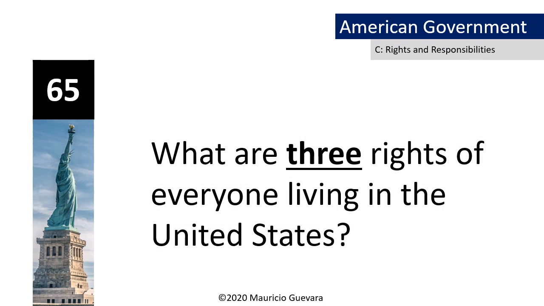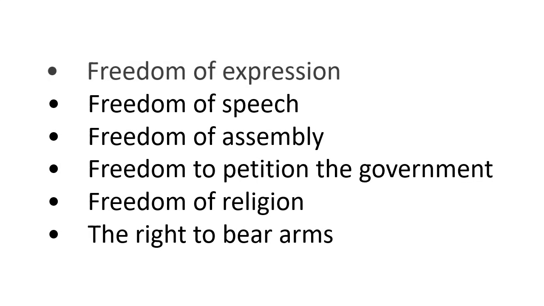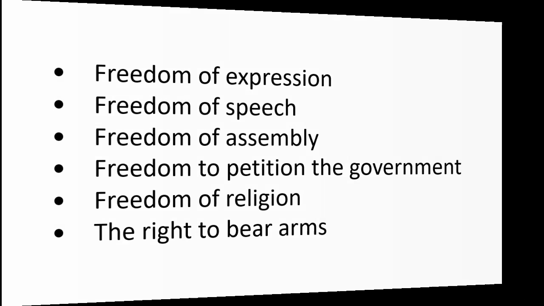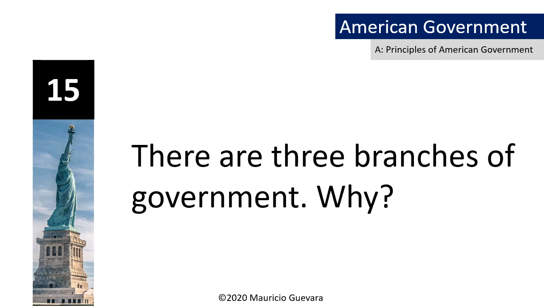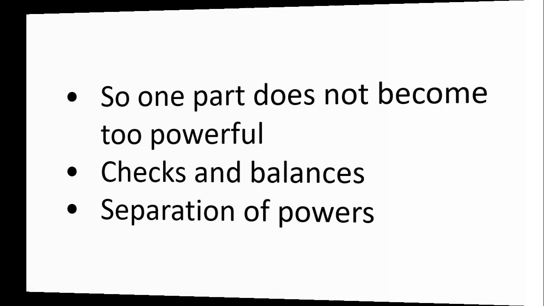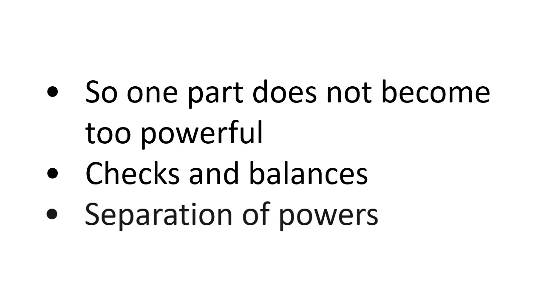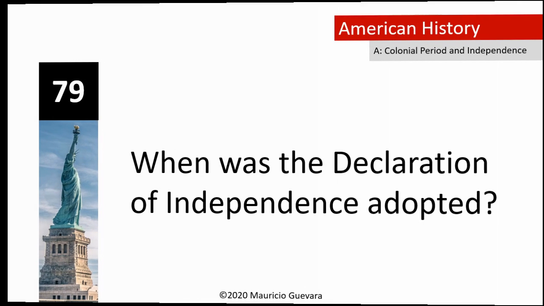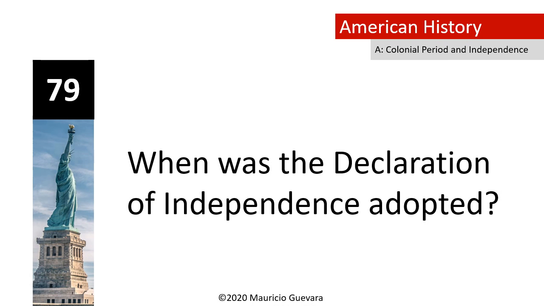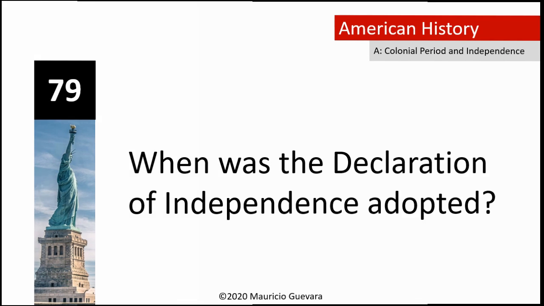What are three rights of everyone living in the United States? Freedom of expression. Freedom of speech. Freedom of assembly. There are three branches of government. Why? Separation of powers. When was the Declaration of Independence adopted? July 4th, 1776.